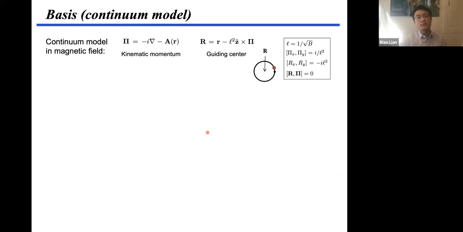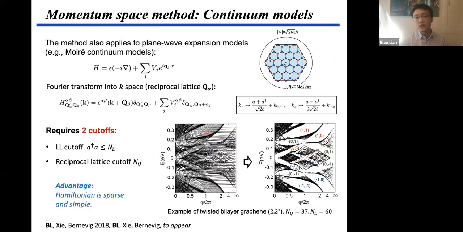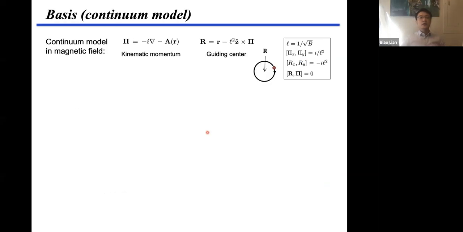Okay, so just now I talked about a rough understanding of the model, but it's still not quite clear why that method would work. To understand why the method works, we identify the basis for the calculation of such a Hofstadter butterfly. Let me first talk about continuum models.